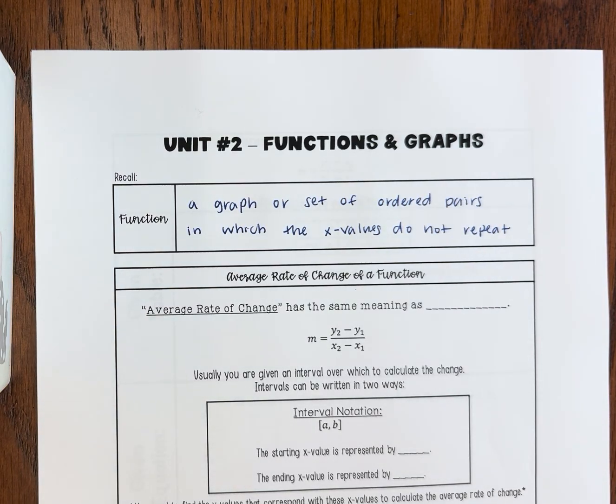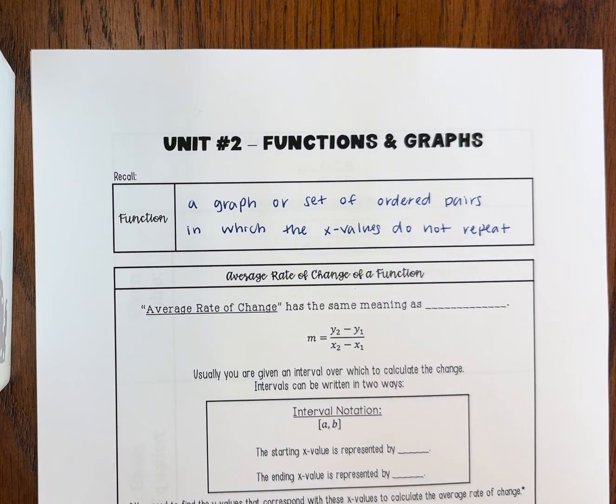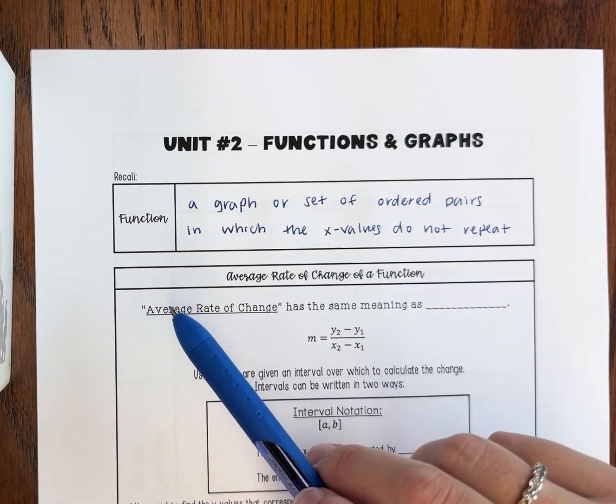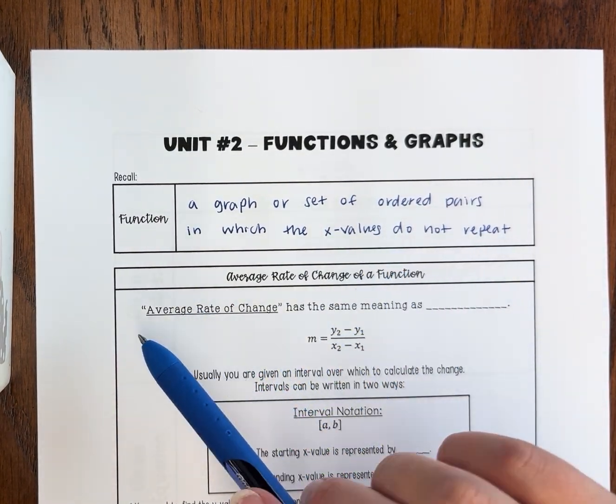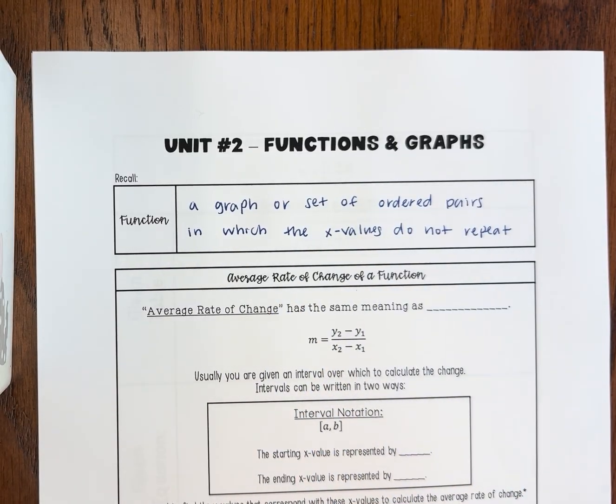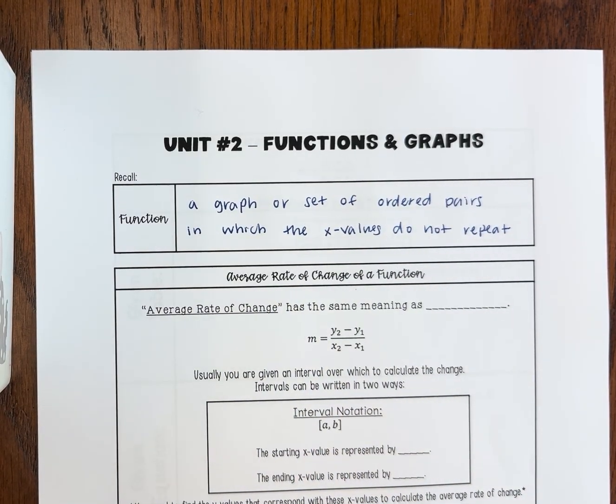All right, this video goes over average rate of change. This is the beginning of Unit 2. So recall, we're going to talk about functions in this unit. A function is a graph or a set of ordered pairs in which the x values do not repeat.